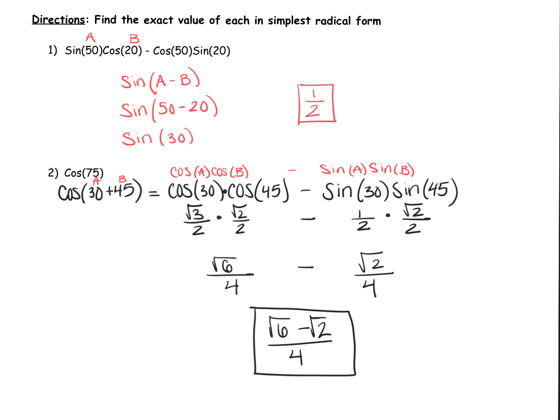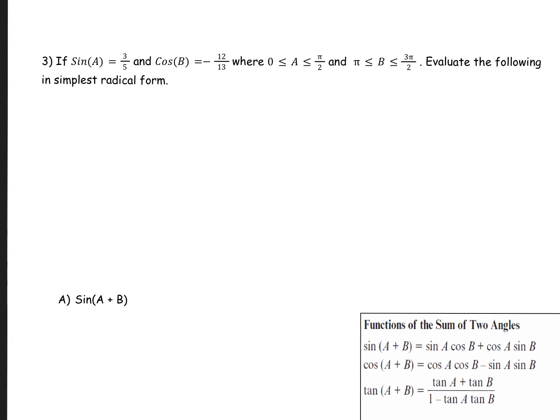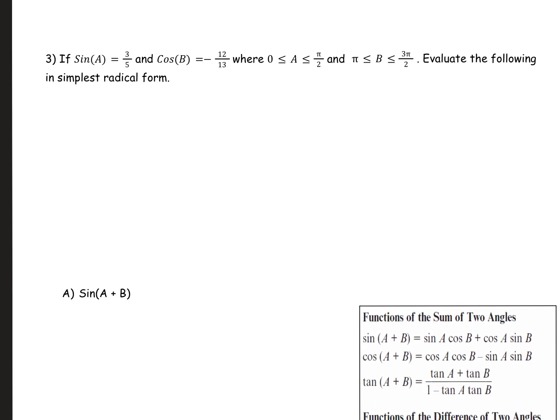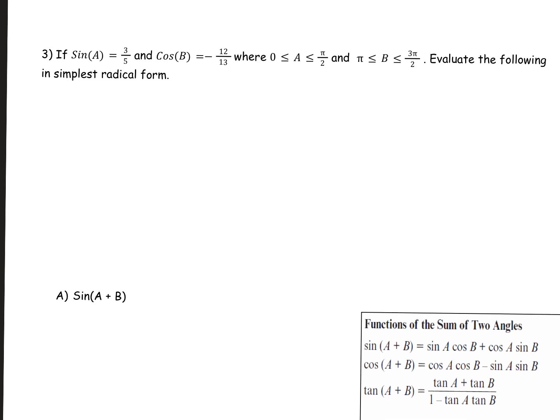Okay, let's take a look at the next page. So here are different ways that they could ask you. They could give you different information. So their first thing here, they're telling you that sine of A is 3 over 5, cos of B is negative 12 over 13, and they say that A is between 0 and 90.